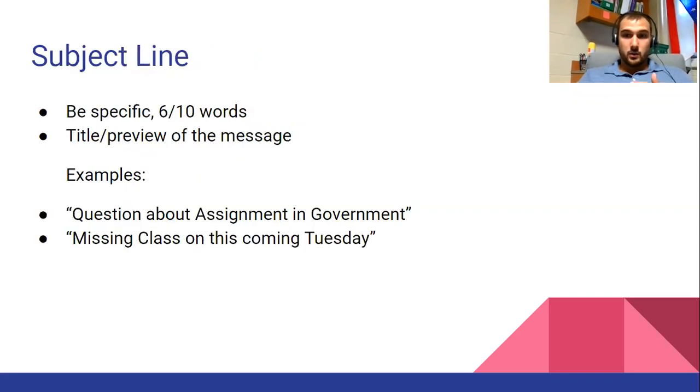Next thing is when you actually go to write the email to someone, you're going to want to include a subject line. What the subject line is, it's kind of like a title or a preview of what the message is going to be that you're trying to send. It allows the person receiving it to have an idea and kind of orient their mind toward what they need to be looking for, or how they need to answer your question.